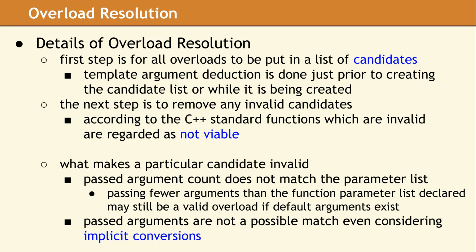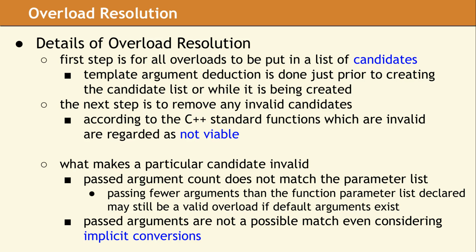Once the candidate list is generated, the compiler throws out invalid candidates. The standard refers to invalid candidates as not viable. A candidate can be invalid for two different reasons. If the number of arguments passed is not a match for the number of parameters the overload requires, the candidate is invalid. Since parameters with default arguments do not need to be passed, this may not throw out as many overloads as you may think.